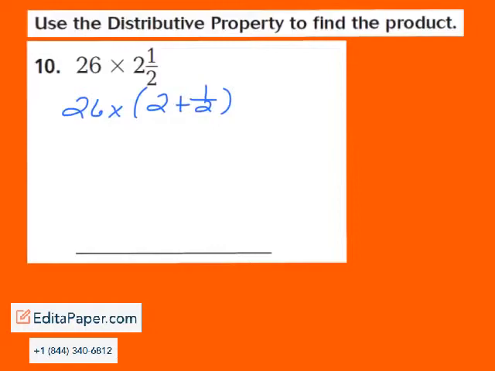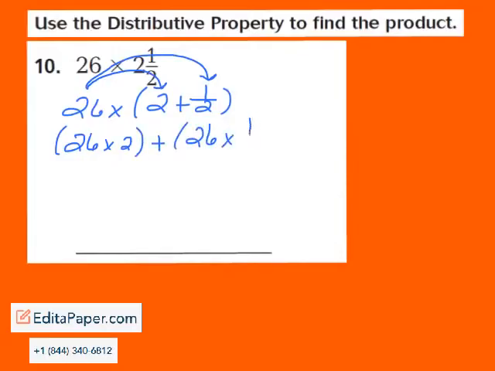Now remember, when I use the distributive property, it means that I have to distribute that 26 to the 2, and I also distribute the 26 to the 1/2. So I'm going to draw those arrows as reminders. So we're going to multiply 26 times 2, and we're also going to multiply the 26 times the 1/2. So now we have, in parentheses, 26 times the 2 plus our 26 times the 1/2. We've distributed that 26, or multiplied that 26, by both of our numbers, both the 2 and the 1/2.